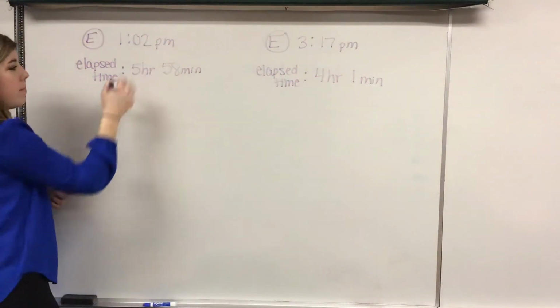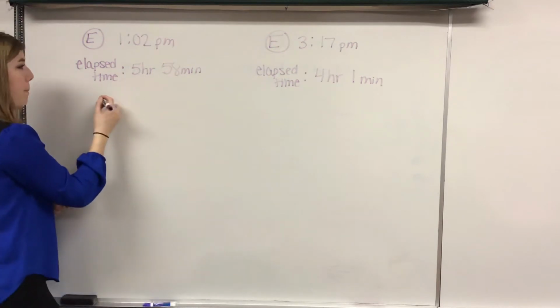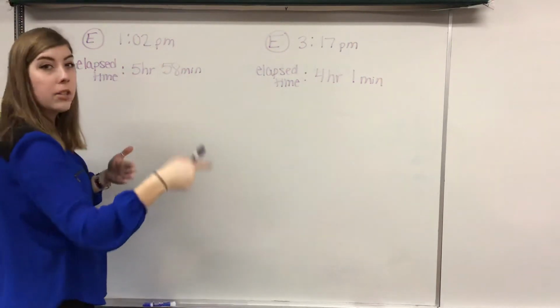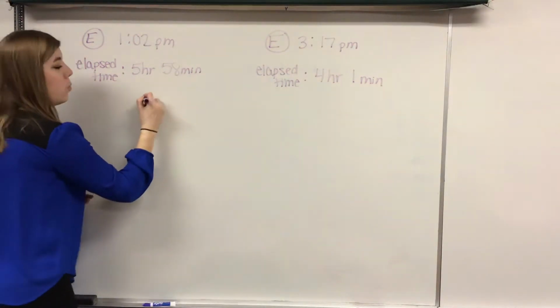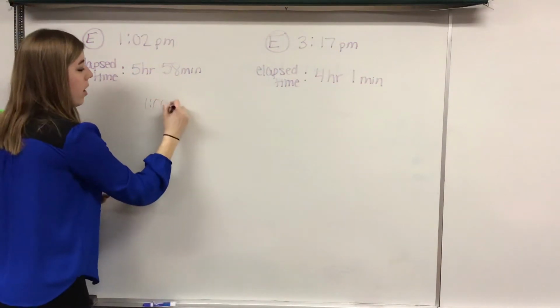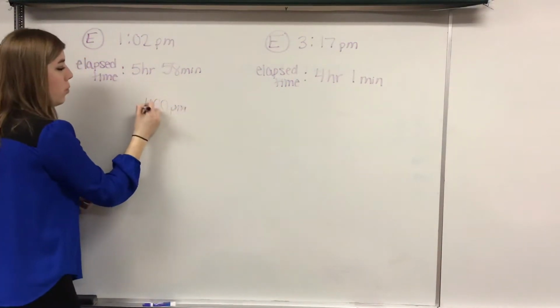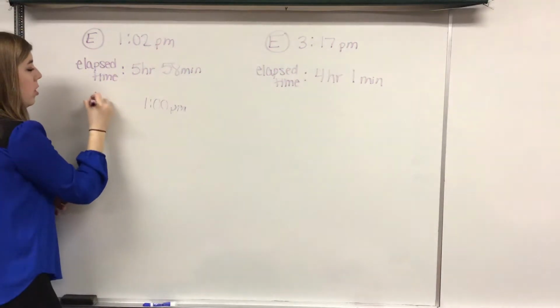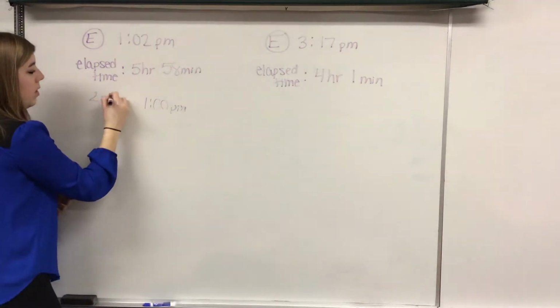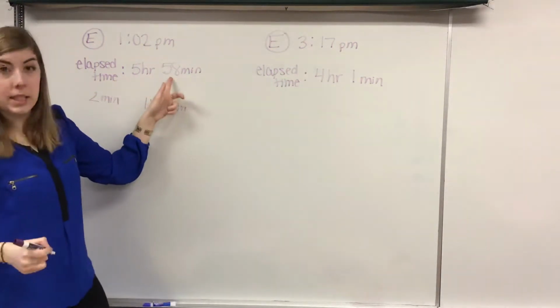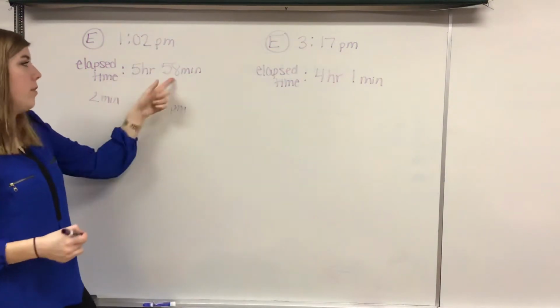So again, I'm gonna start with the minutes. I'm at 1:02 p.m. I wanna work myself back to the next even hour, so I'm gonna work back to 1 o'clock. So to get from 1:02 to 1 p.m. I'm actually going to use 2 minutes. Okay, now I have 56 left to use, right, if I've used 2 of them so far.